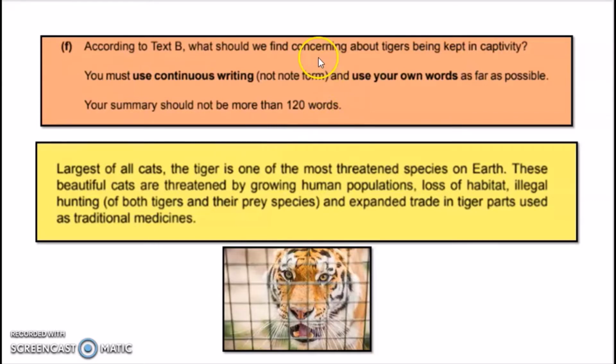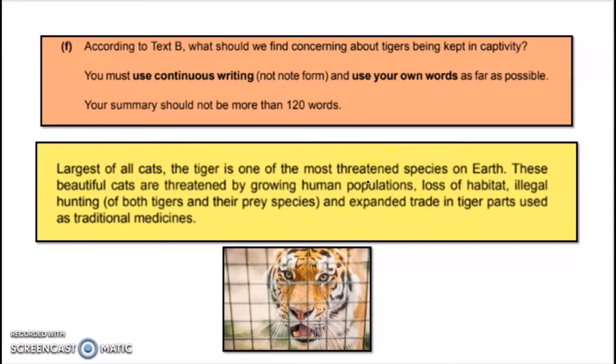And what are we highlighting? We are basically highlighting the concerning, something we should worry about, the tigers that are enslaved. Let me read this paragraph for you. Largest of all cats, a tiger is one of the most threatened species on earth.